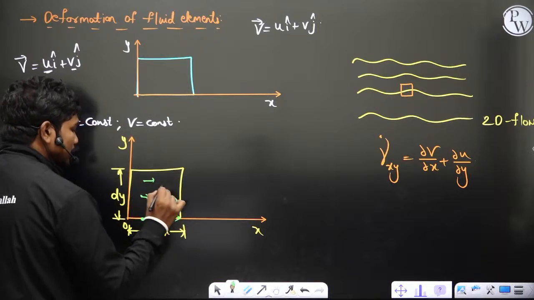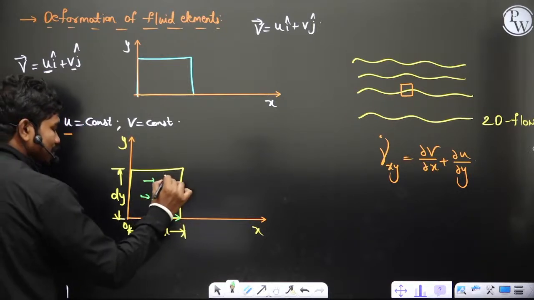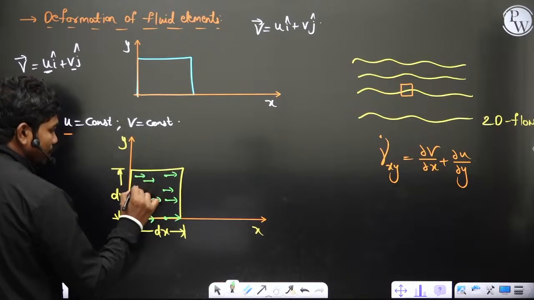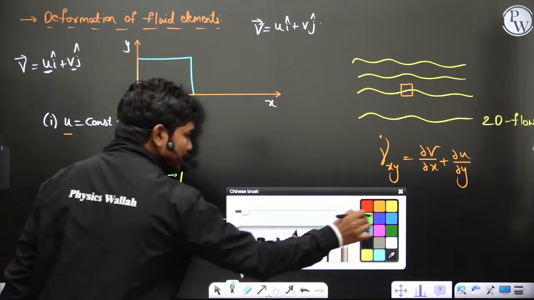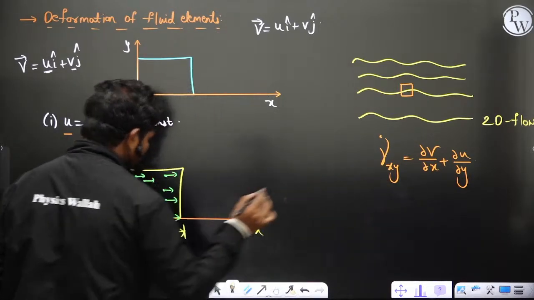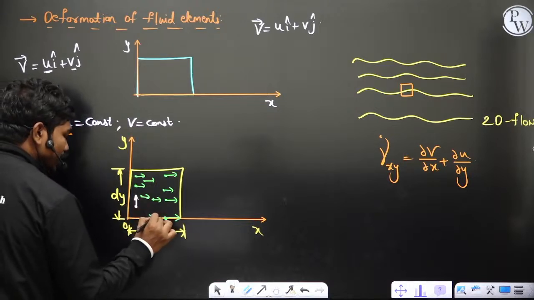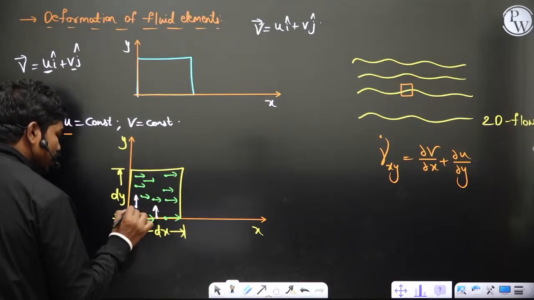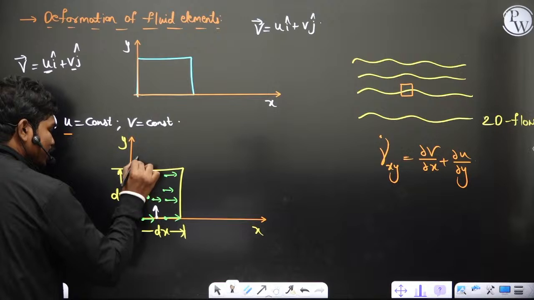Yes, can I say this? Yes or no? At any given point, all these particles will move uniformly in the x direction. Similarly, if v is constant, that tells you that all these particles have the same velocity in the y direction. So every particle will move with a velocity v.